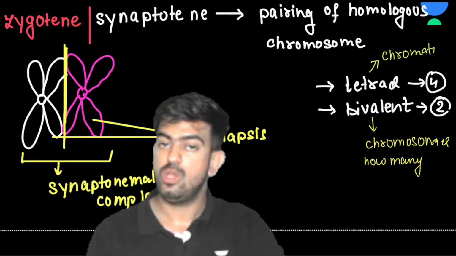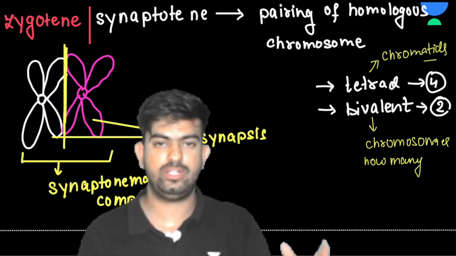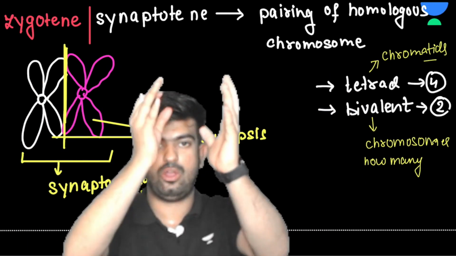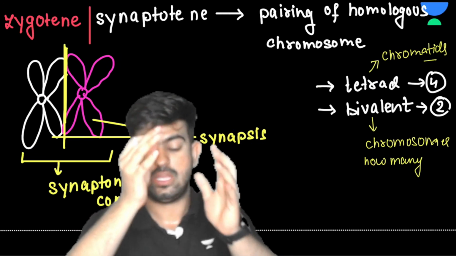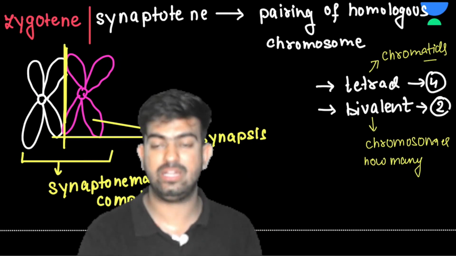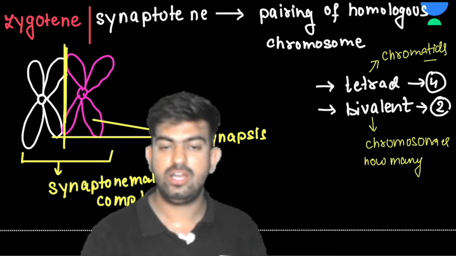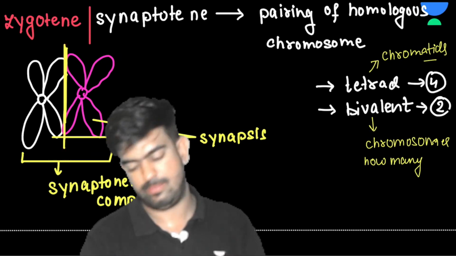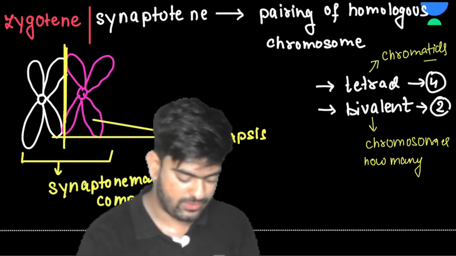Now I hope this particular thing is clear to you. What is synapsis? The pair of homologous chromosomes is synapsis. What is the synaptonemal complex? When they pair with each other, that is known as the synaptonemal complex. Clear? Okay, sir, that's very much clear.